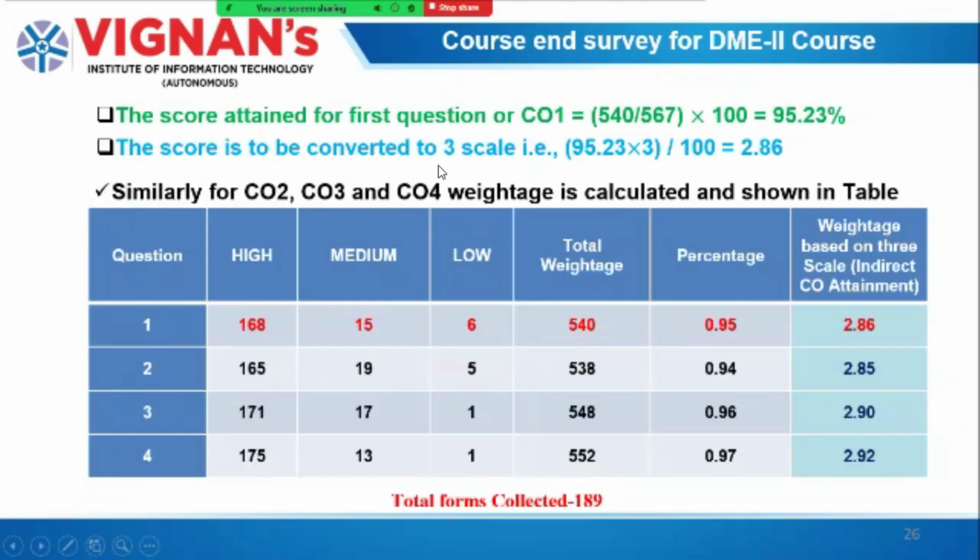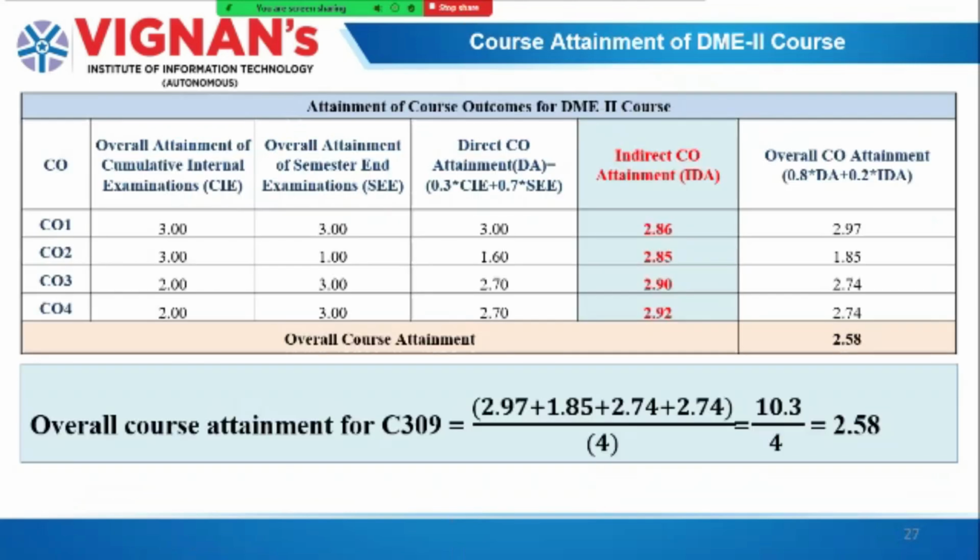This is the CO indirect attainment for one course. Like that, you have to do it for all the courses. See, this is the attainment of course outcome for the DMT course summary. This is CAE, this is SCE, this is direct attainment, this is indirect attainment, and this is the overall CO attainment.